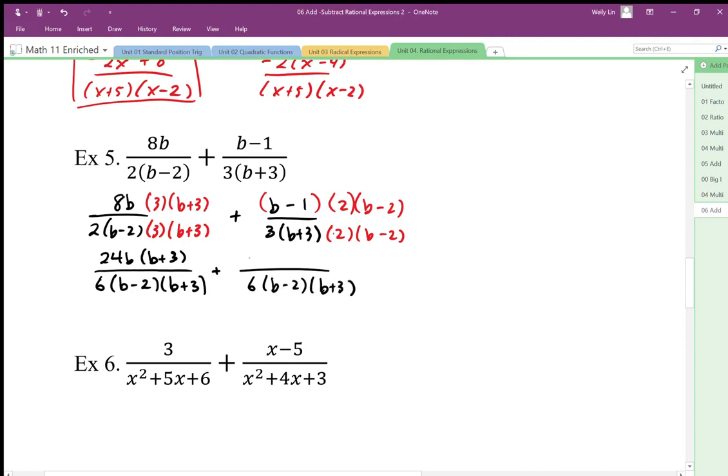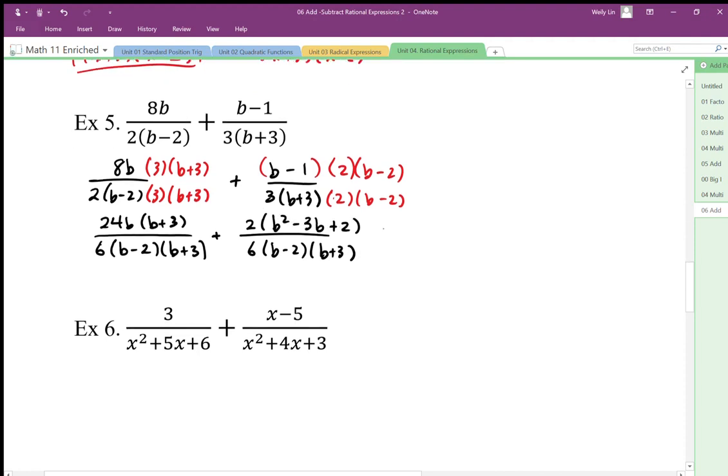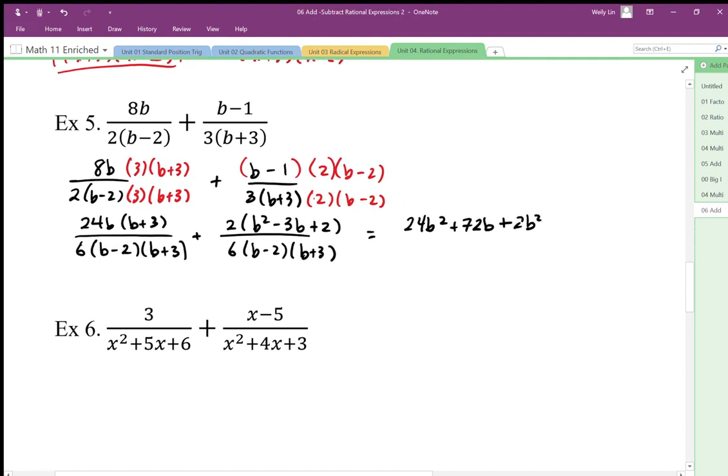In the numerator here, I'm going to multiply the binomial together: b squared minus 3b plus 2. So I end up with 24b squared plus 72b plus 2b squared minus 6b plus 4, and that's all over my lowest common denominator.